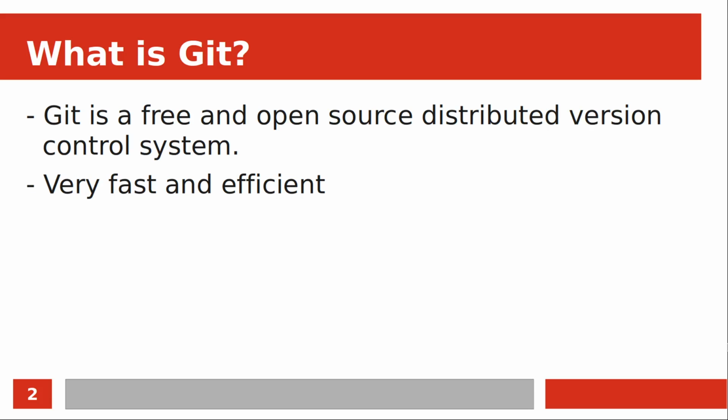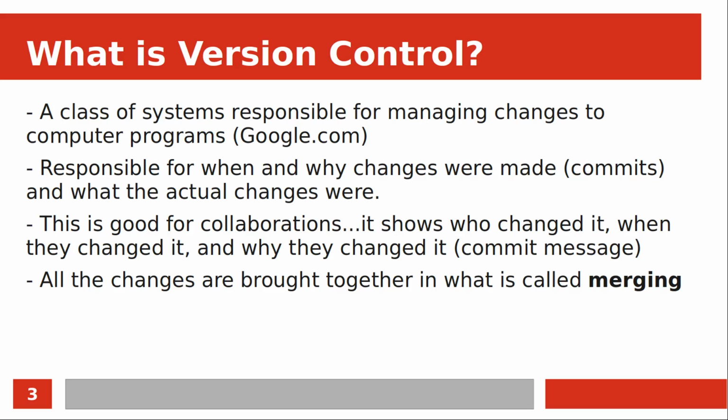So Git is a free and open source distributed version control system, and we're going to be talking about that in the next slide. So for now, all you need to know is that it is very fast and efficient, and it is very good for collaborations and working with teams. Now, a version control system is a class of systems responsible for managing changes to computer programs, and this is from google.com. And what this basically means is that it will track who made changes to a file. It will track when they made changes and why they made the changes in terms of commit messages, and this is what we have as commits.